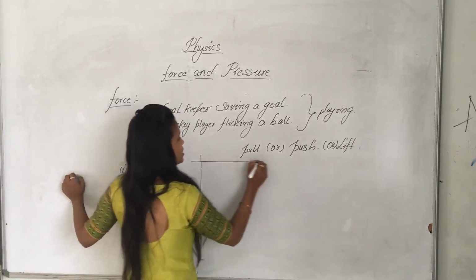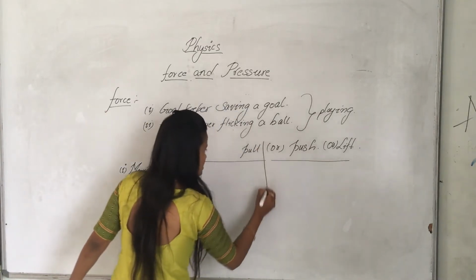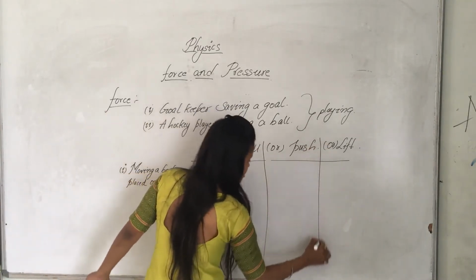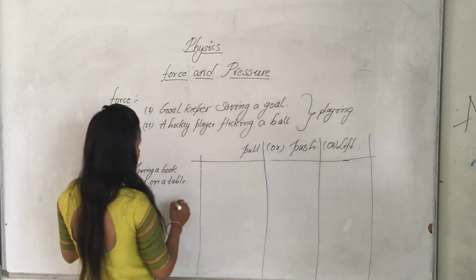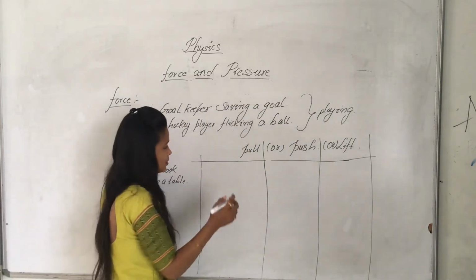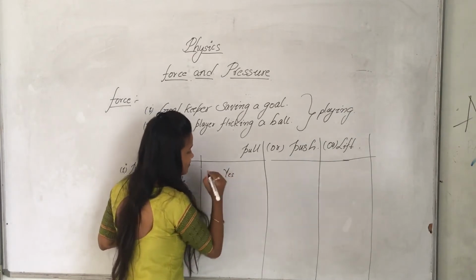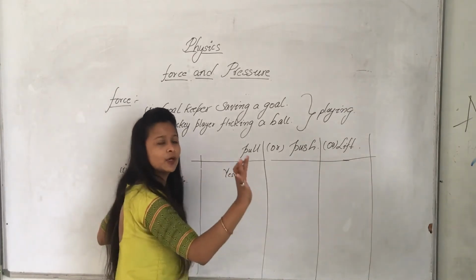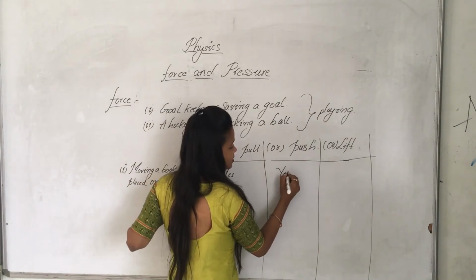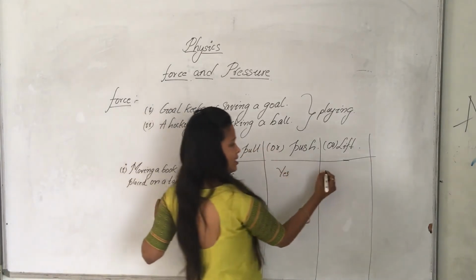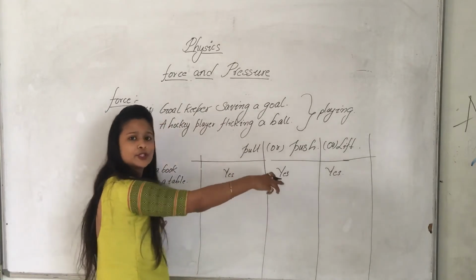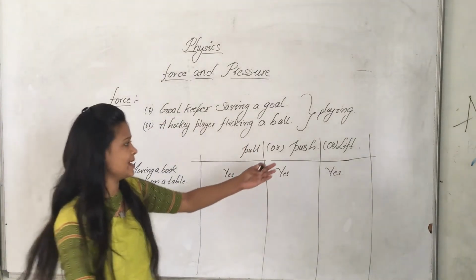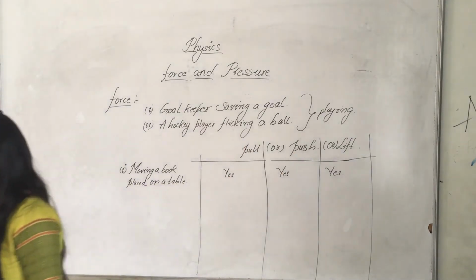Is it a pull action, or a push action, or a lift action? We can either pull the book. Yes, it is a pull action. We can either push the book. Yes, it is a push action. We can either lift the book. Yes. Means in this, I can use all three: pull, push, and also lift. Right? Come on, do the activity.